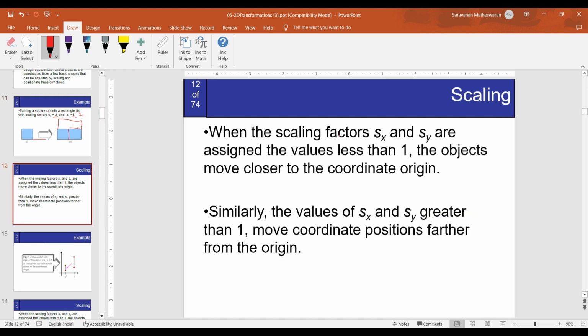Having the scaling factor, S of x and S of y. It assumes the value is less than 1, so the object must be closer to the coordinate origin. If the values are greater than 1, the object size is going to be increased. If they are less than 1, the object is going to shrink.